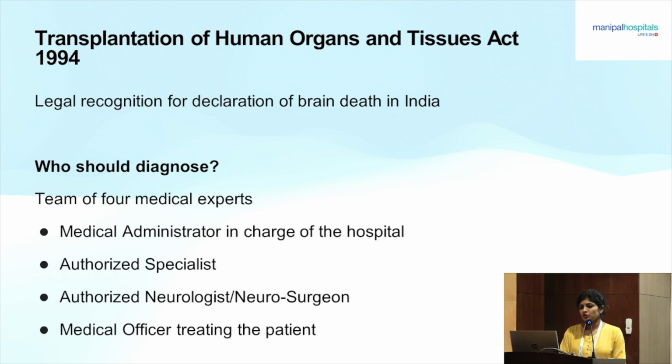So who should diagnose brain death? A team of 4 medical experts is required. One has to be the medical administrator in charge of the hospital. Then another has to be an authorized specialist. They can be an intensivist, anesthetist, physician, or surgeon. The other has to be an authorized neurosurgeon or a neurologist. And then the medical officer, or the primary physician, treating the patient.